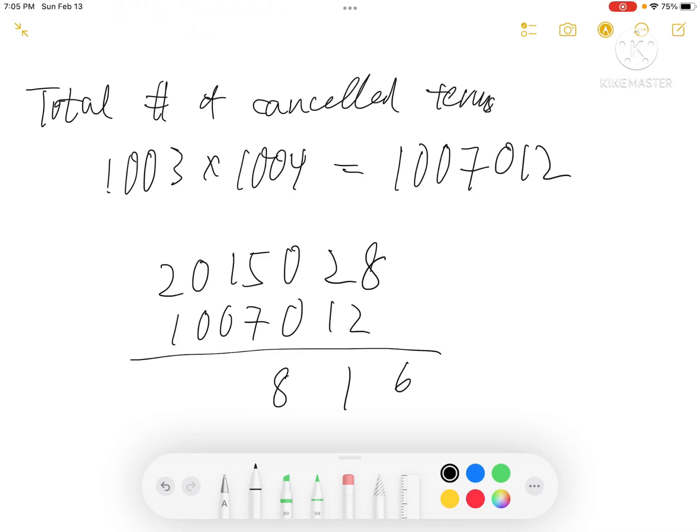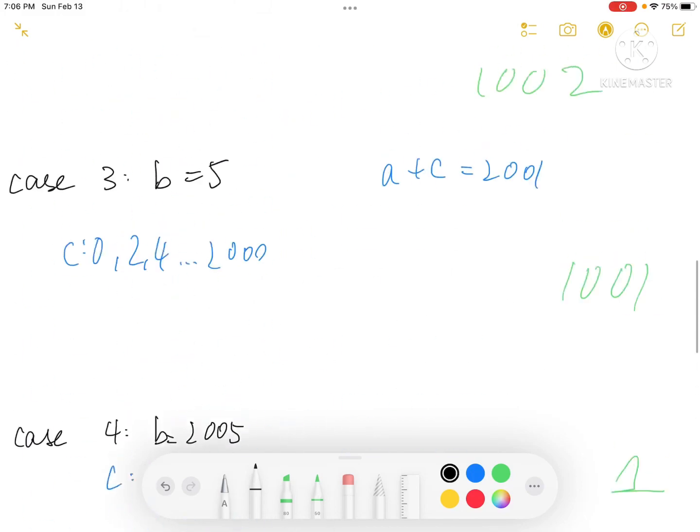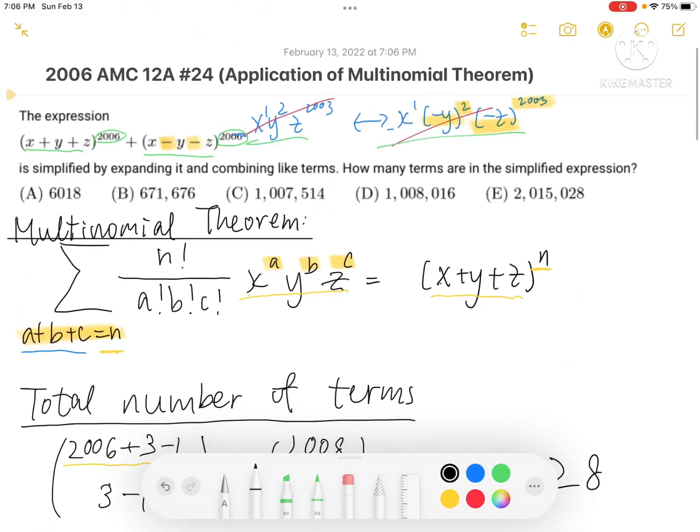So in total we have 1,008,016 terms. So our final answer here is D. Thank you so much for solving this question with me, and I hope you enjoyed this process as well.